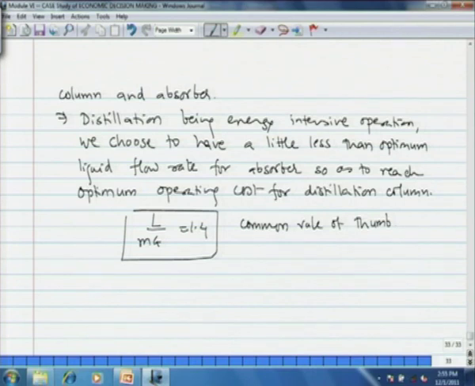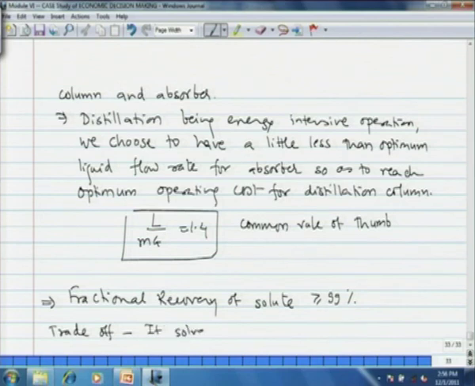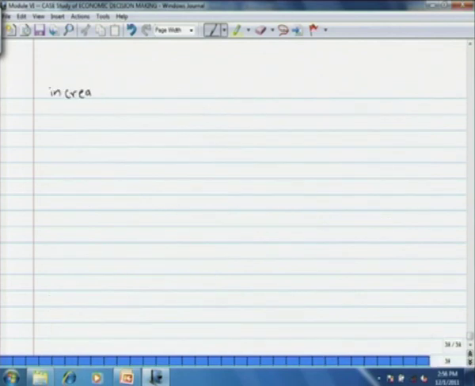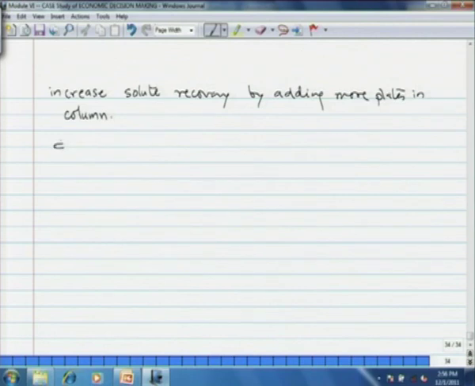Okay. Now, the second thumb rule that we have used is fractional recovery of solute greater than 99%. This is the second thumb rule that we have used. Now, again here there is a trade off. If solvent flow rate is fixed, we can increase the solute recovery by adding more plates in the column. If solute recovery increases, then solute loss through exiting gas reduces.